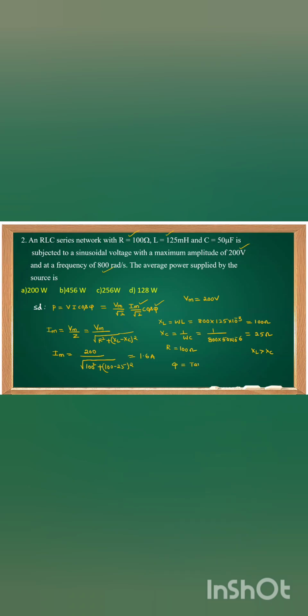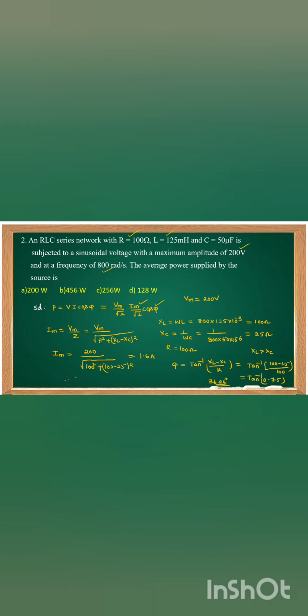Then what is the angle? Phi equals tan inverse of XL minus XC by R. Then tan inverse, what is XL? XL is 100 minus 25, by the resistance, which is 100. That is tan inverse of 75 by 100, tan inverse 0.75. How much can you get? Approximately it is 36.86 degrees.